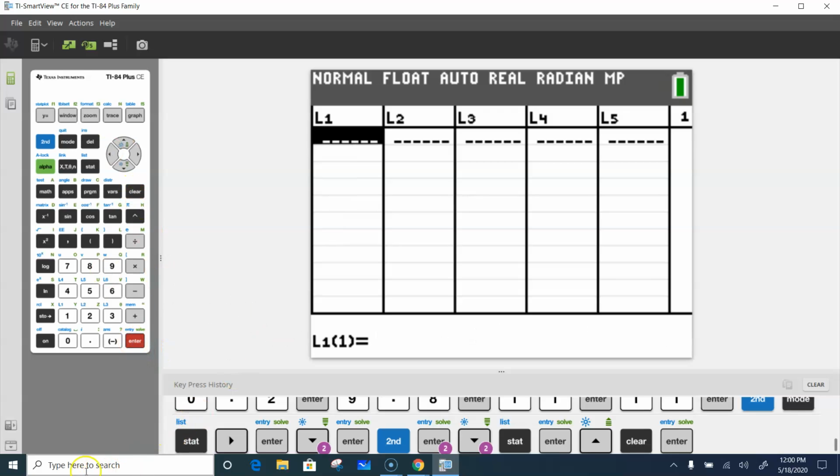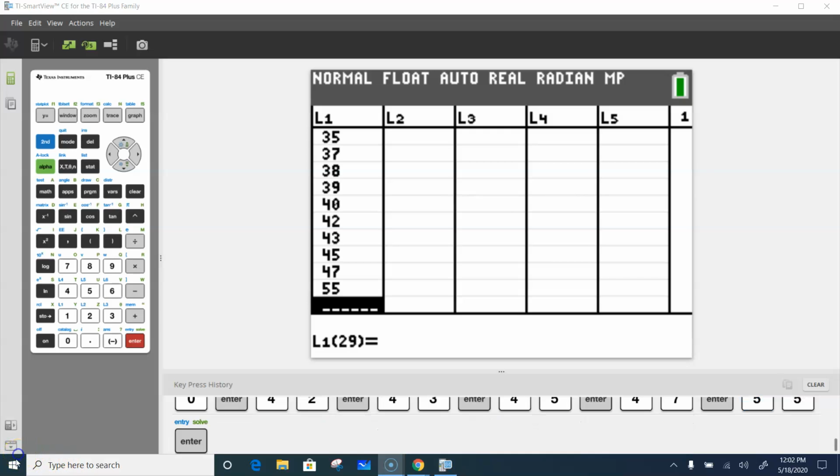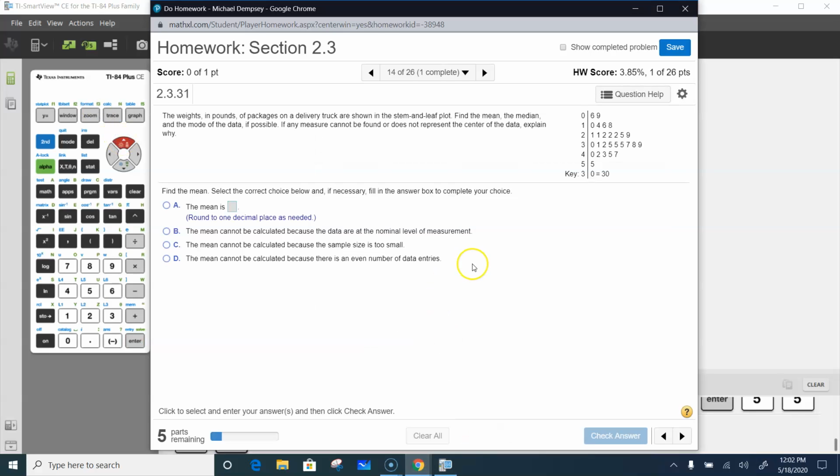So I'm going to take all those numbers that I have on my assignment and enter them in my calculator now. Okay, so hopefully I didn't make any mistakes entering the numbers. According to my list I have 28 numbers, so hopefully there's 28 numbers on that stem and leaf.